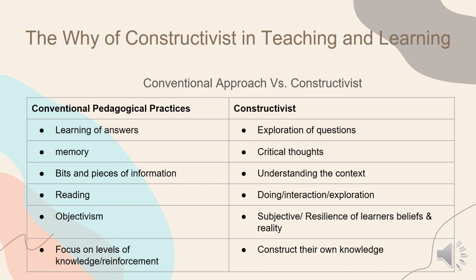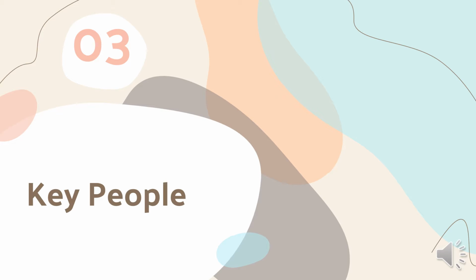Conventional believes in objectivism, while constructivists believe in the subjective resilience of learners' beliefs and reality. While the traditional focuses on levels of knowledge and reinforcement, constructivists believe in children or people constructing their own. And you can see the why.